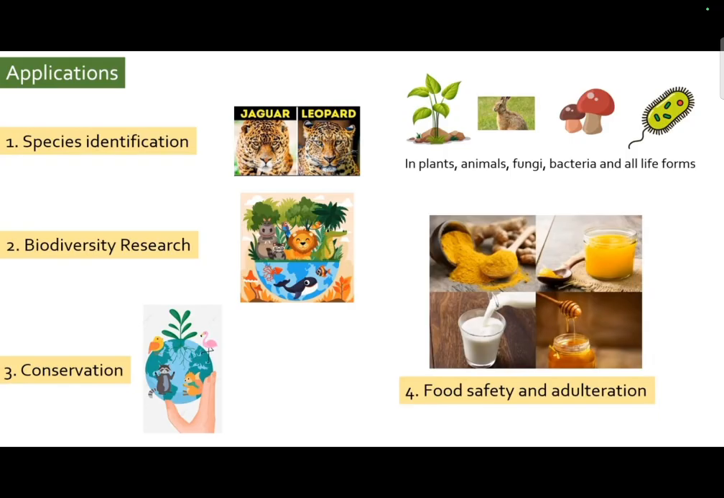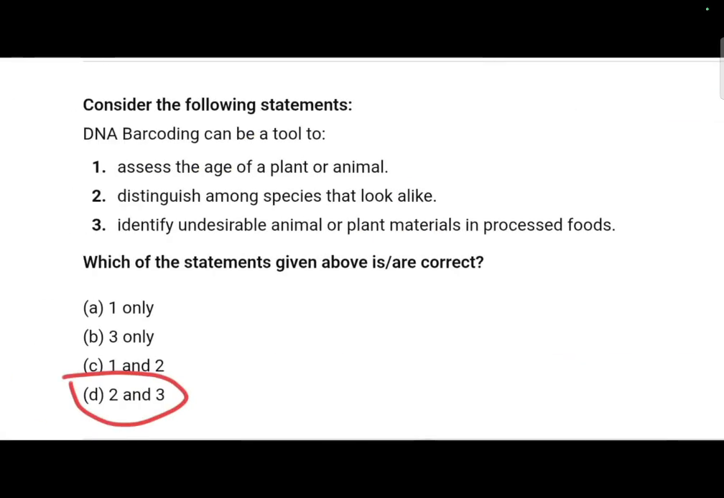So what can be its applications? So applications could be species identification, biodiversity research, conservation strategy development, and also to check the safety levels of food by identifying microbial contamination or adulteration. Now, let's come to this question.